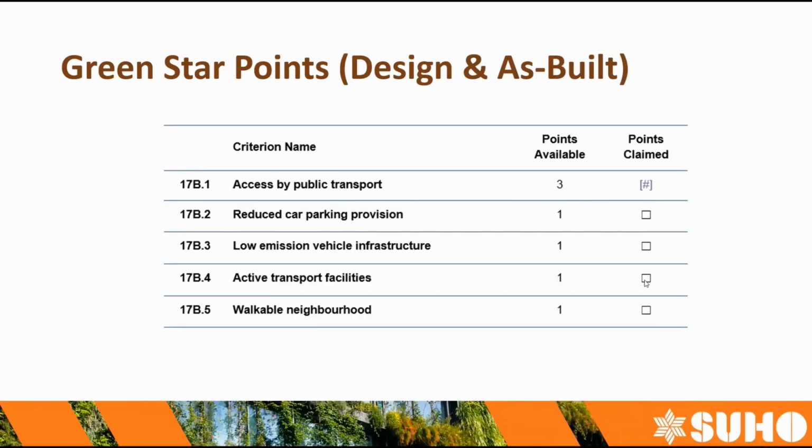Then we'll go with the Green Star points. This is based on the Design and As Built criteria. Also, there will be a new criteria in Green Star Buildings. But for now, we can use Design and As Built, in which we have 5 points. One is 17B.1, access by public transport. Then we have reduced car parking provision. Then we have low emission vehicle infrastructure, active transport facilities, and walkable neighborhood.